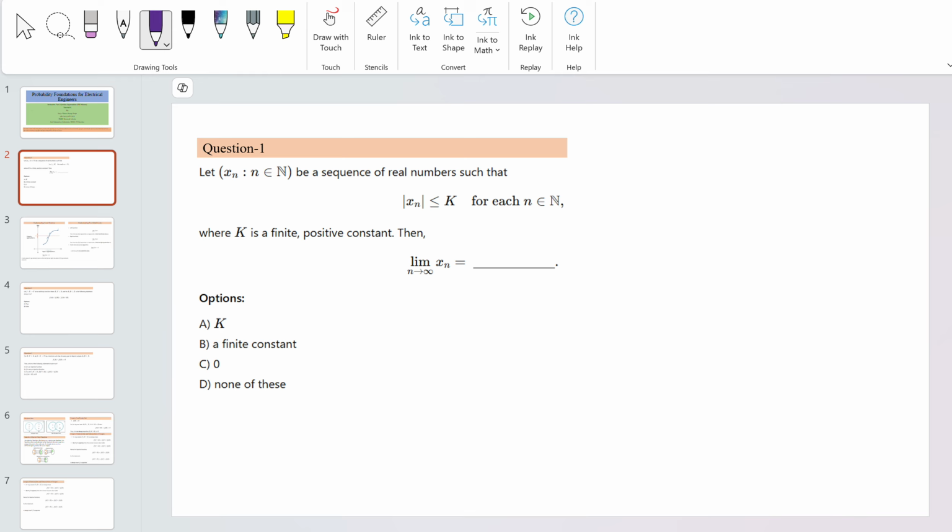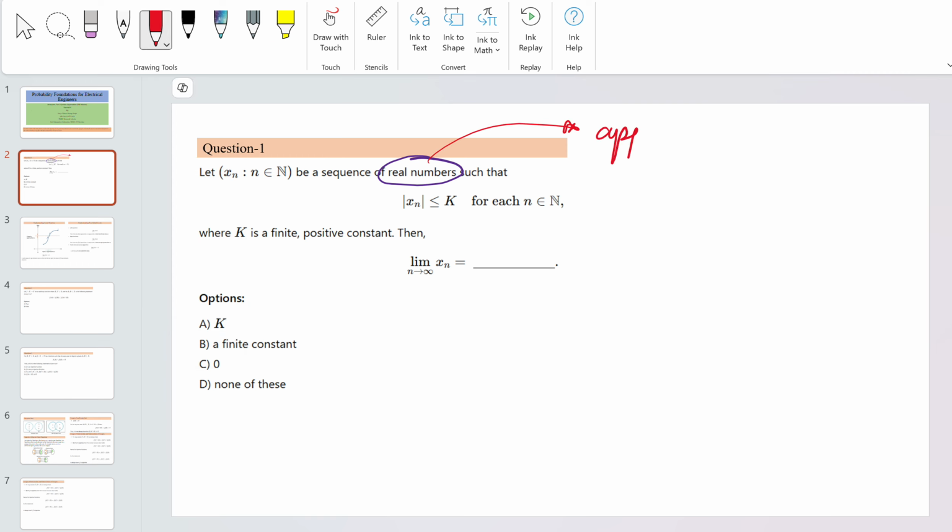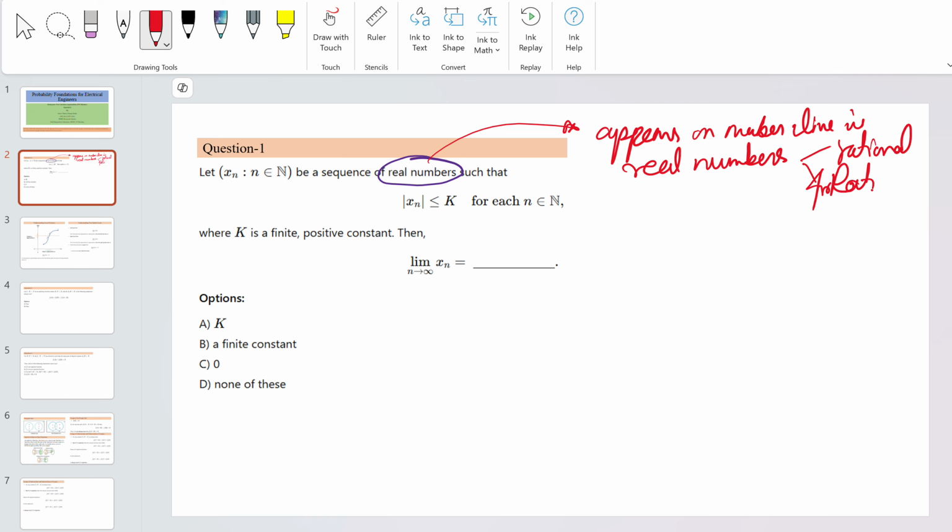In this problem, the first important thing is what a real number is. A real number is basically all the numbers which appear on the number line, and it can be a rational or an irrational number as well. So what is it saying? That mod of xn should be less than or equal to k.